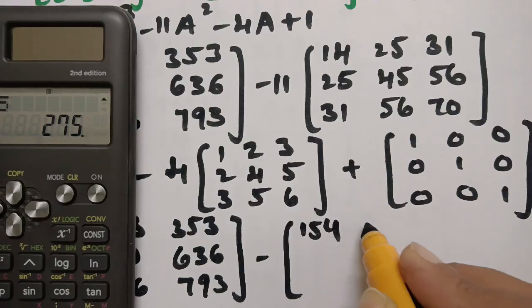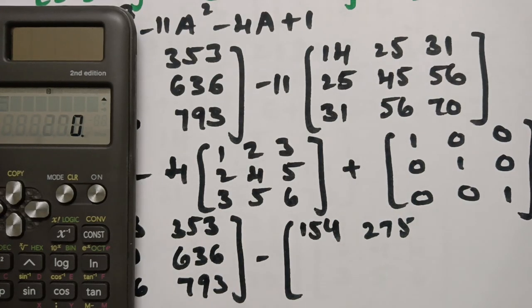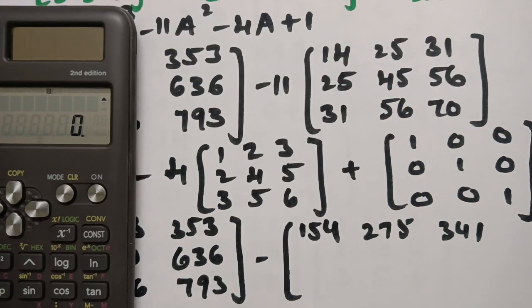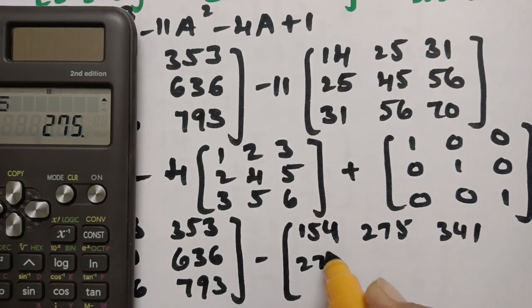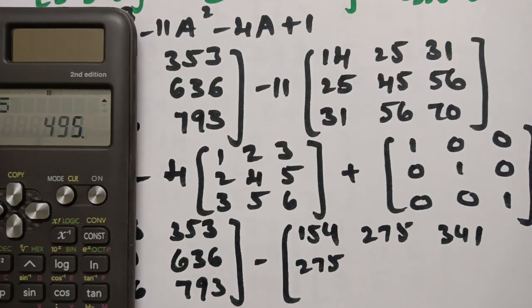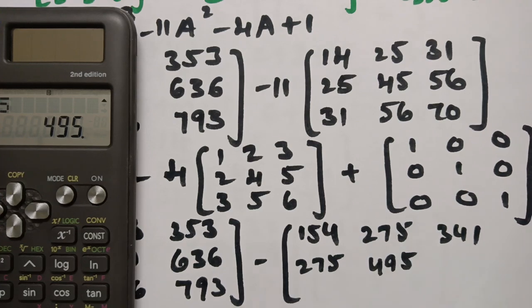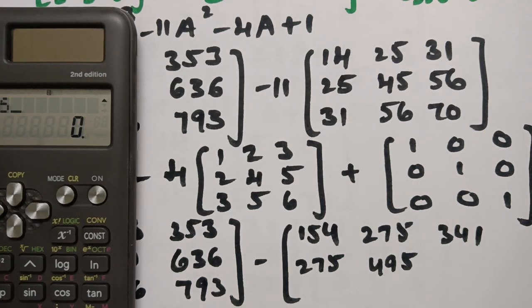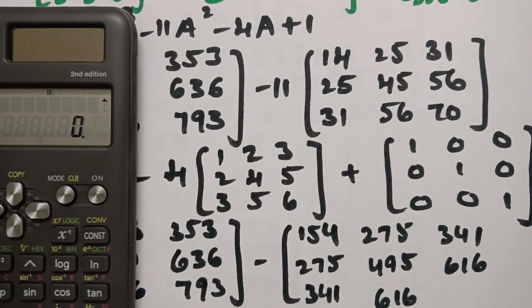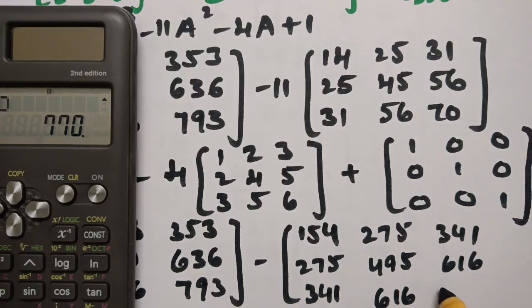11 into 25, the value here is 275. And next one, 11 into 31, the value here is 341. Next one, 11 into 25, the value here is 275. And next one, 11 into 45, the value here is 495. And next one, 11 into 56, the value here is 616. And next one, 11 into 31, the value here is 341. And 11 into 56, the value here is 616. And next one, 11 into 70, so it is 770.